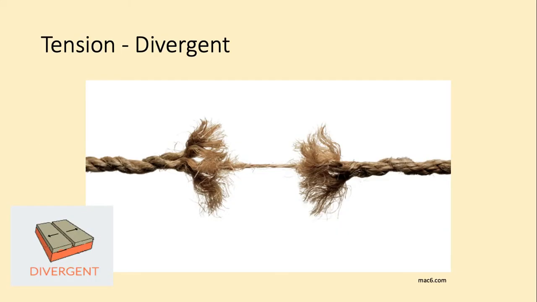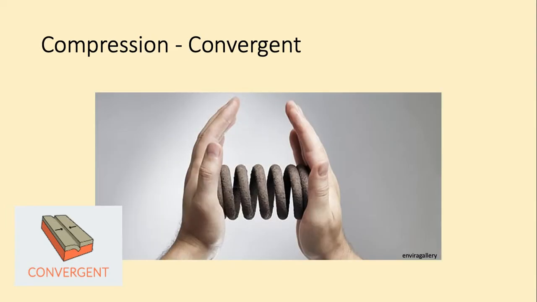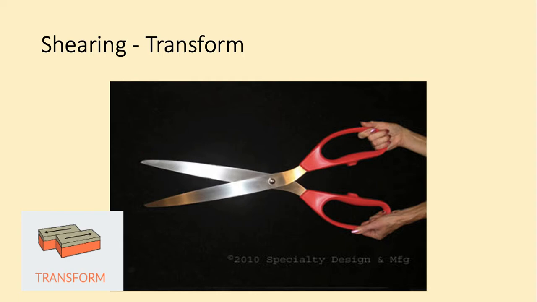So tension at a divergent boundary, it's like a tug-of-war pulling in 2 different directions. Compression is pushing together. That's a convergent boundary with 2 plates smashing into each other. And then shearing is like a pair of shears. It's a side-to-side motion. They're moving past one another in opposite directions.